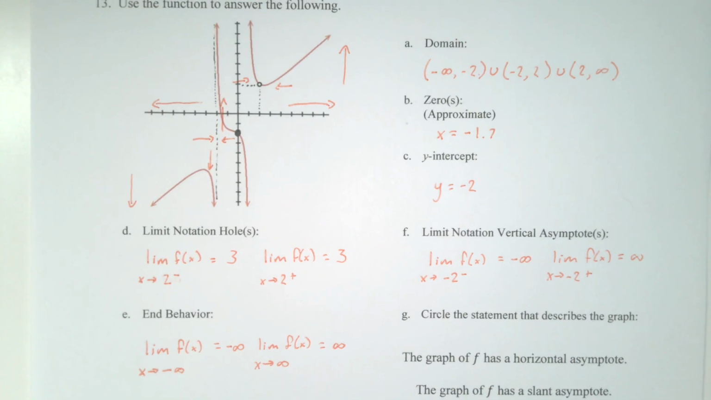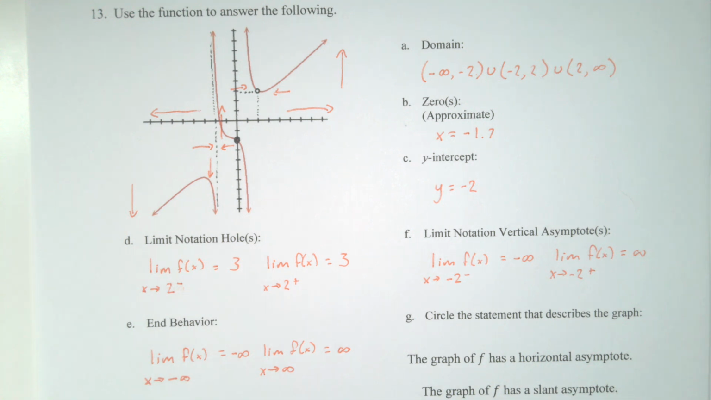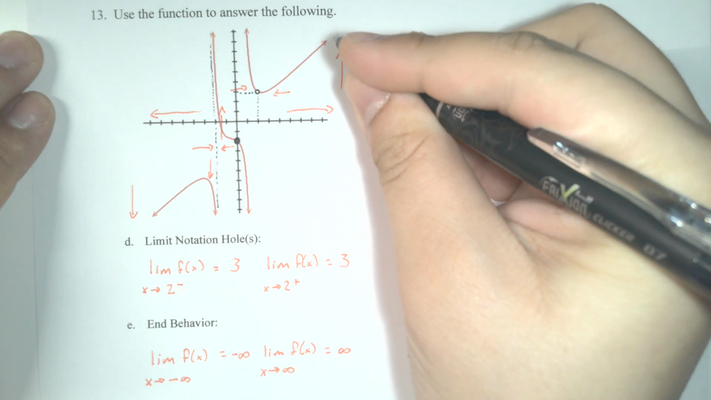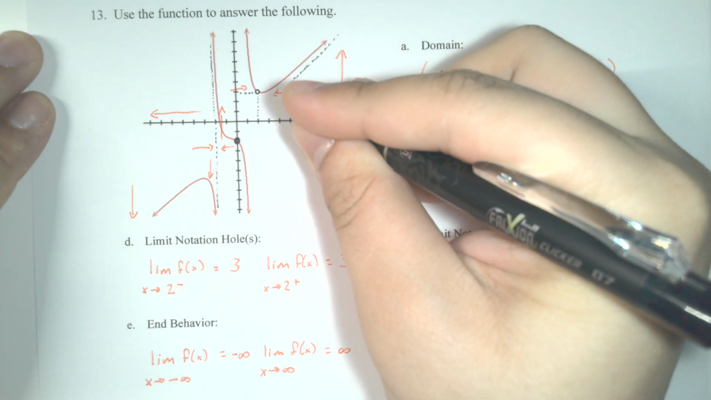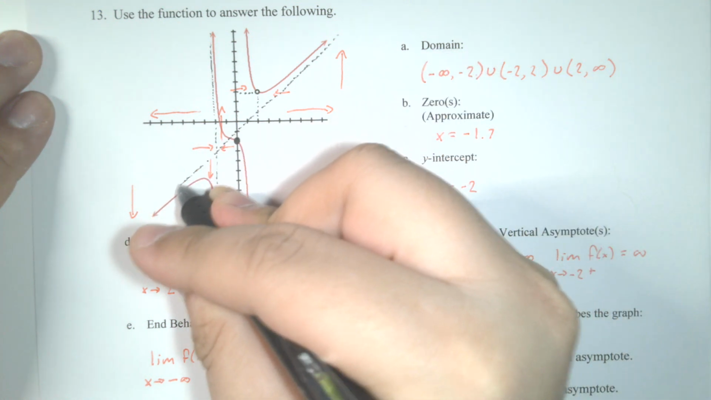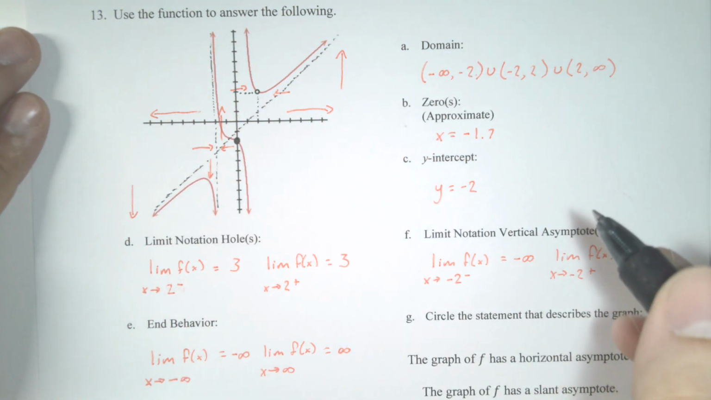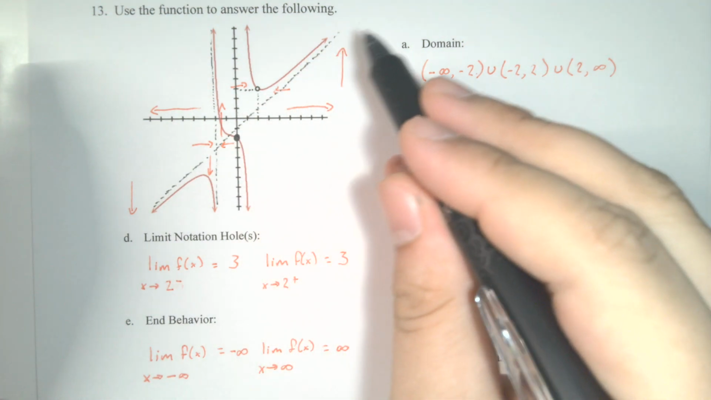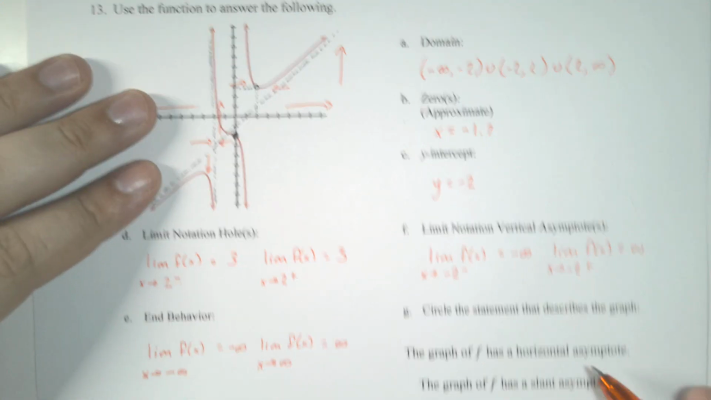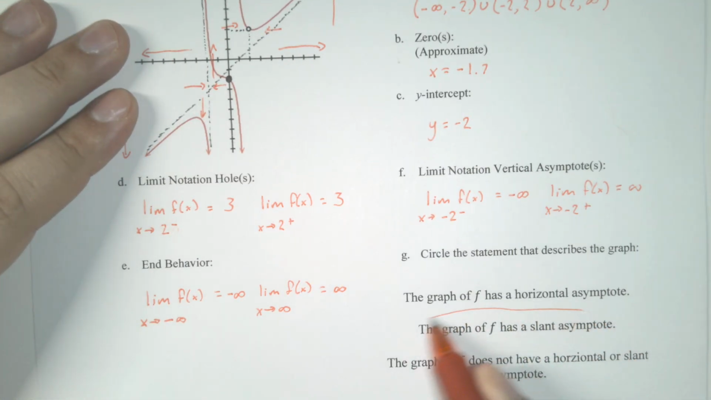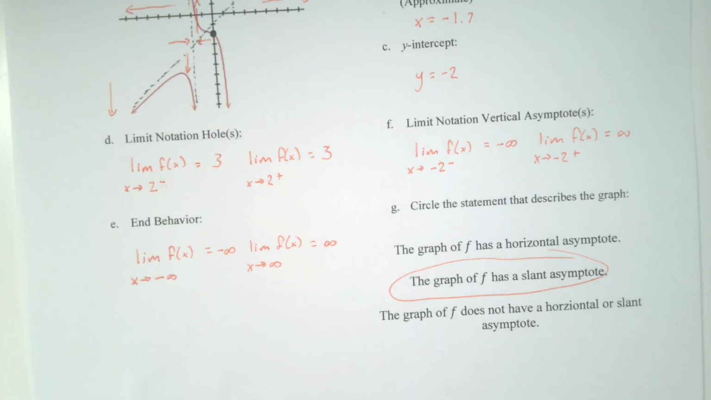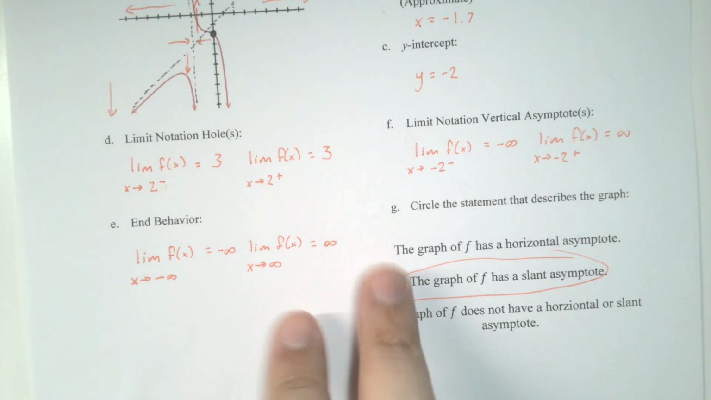Okay. Well, our slant asymptote can be given right here. Notice that if I were to draw a dotted line, and I'm going to do my best here, notice that our graph is following along a slanted line like this. That is our slant asymptote. So there we go. The graph of f has a slant asymptote.